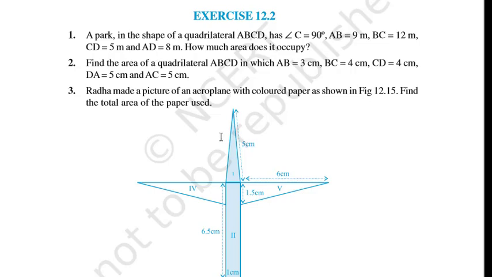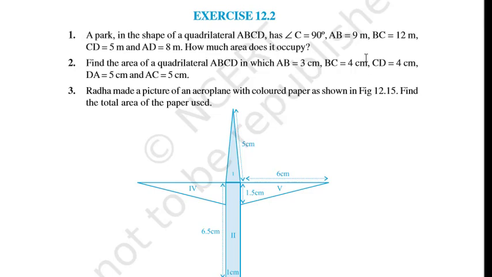Now the first problem is: a park in the shape of quadrilateral ABCD has angle C 90 degrees, AB equal to 9, BC equal to 12, CD equal to 5, AD equal to 8. How much area does it occupy? So I have a park with angle C 90 degrees, BC is 12.